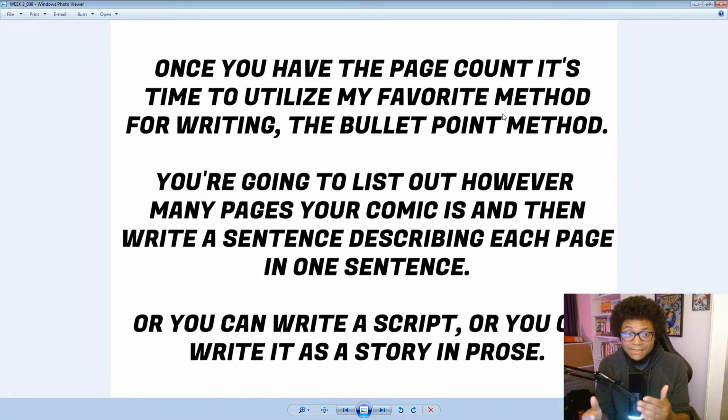Having it as a sentence allows you to instantly know, okay, this is what I was thinking about for this page. This is what needs to happen on it. If you write it in prose, same thing. Maybe you wrote it out first, this happened a long time ago, and you come back to it and say, you know what, let me make this into a comic. You can do that as well. But even still, you've got to break it down in some way.